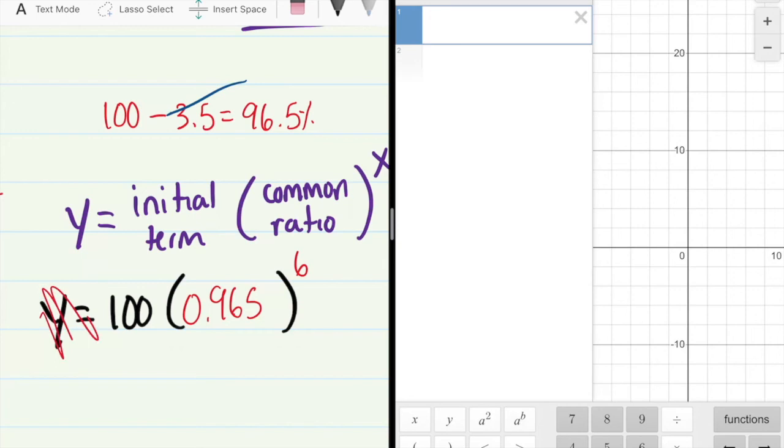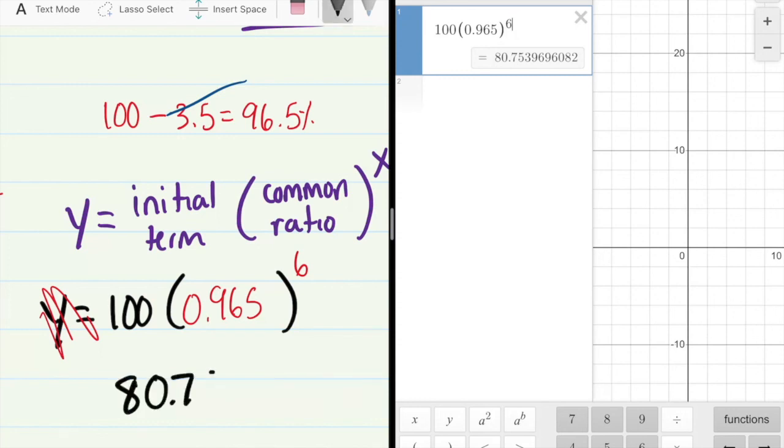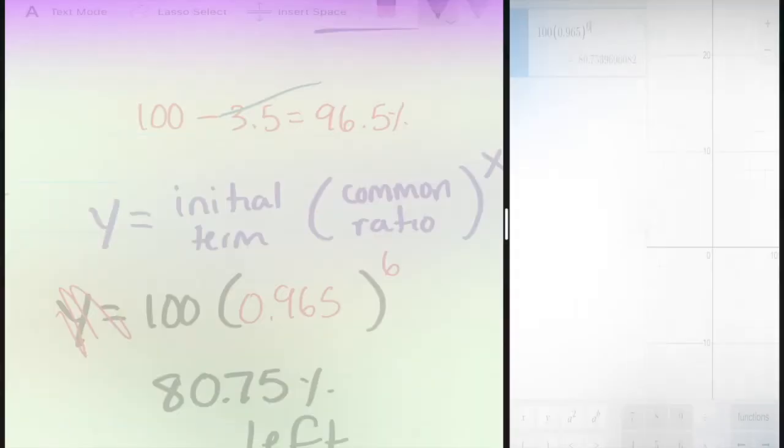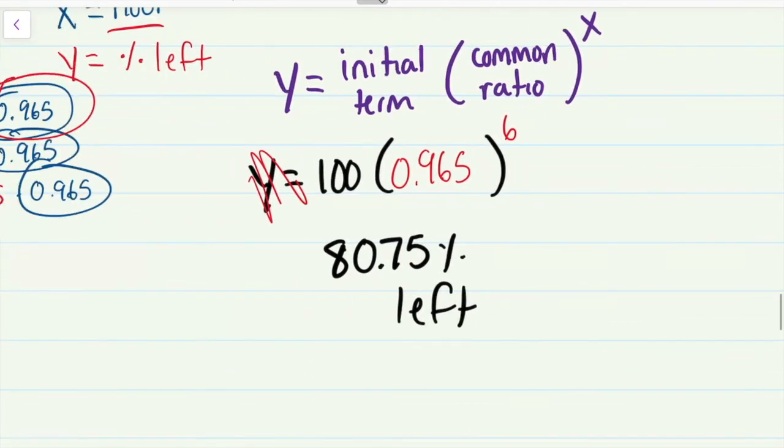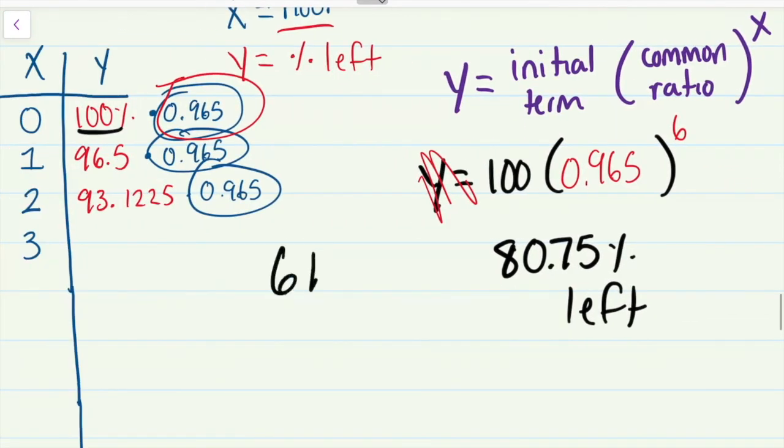You don't have to type the y equals. If all you did is 100, look how easy this is. Parentheses 0.965, parentheses, a to the b, that little button right there, to the power of 6. You found your answer. Your answer is actually 80.75, if you want to round, percent left. So that's how much you have left in the 6 hours. And that's basically what you do. Create your formula and you'll be fine.